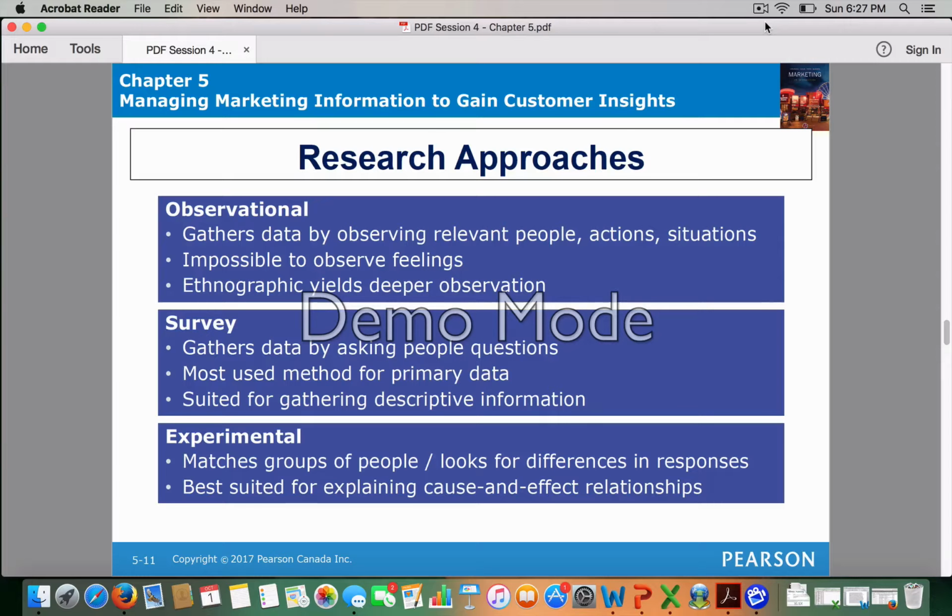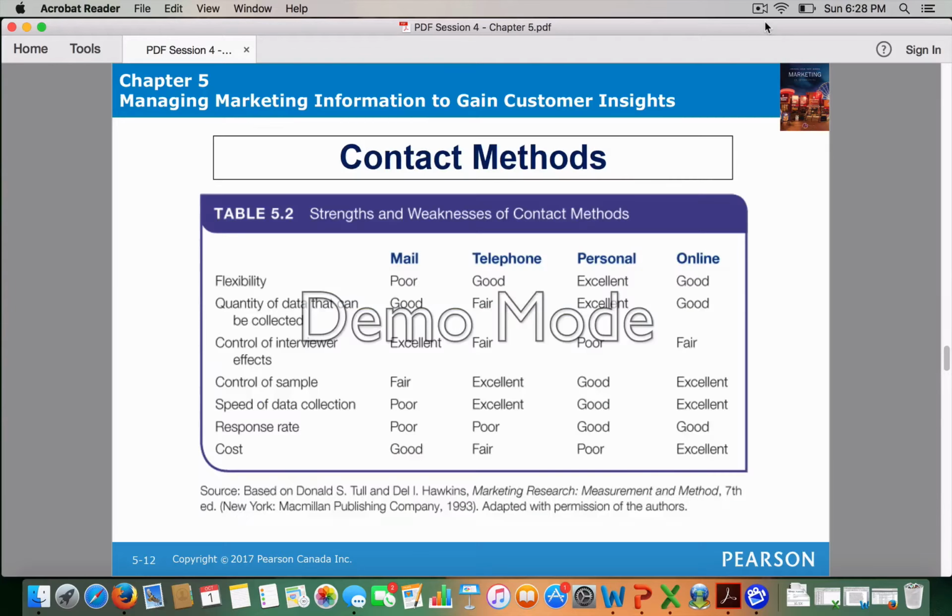You could have, for example, a fake grocery store where people go in and you observe and track what they do and you change various variables in the store. You could change the music, you can change the location of certain items and see how people respond. But it is quite time consuming and very expensive. But it does give you a good insight into cause and effect relationships.